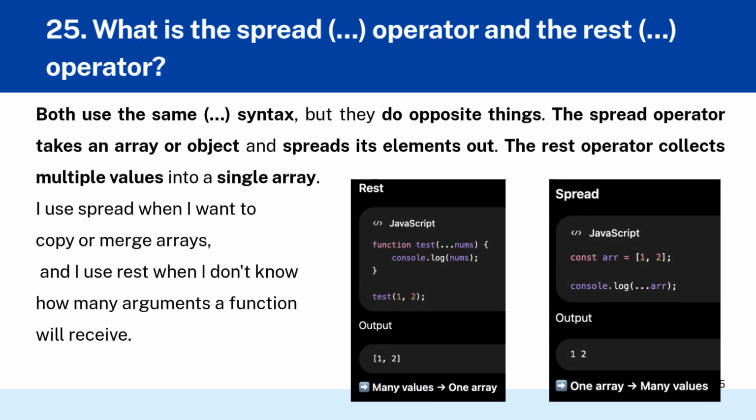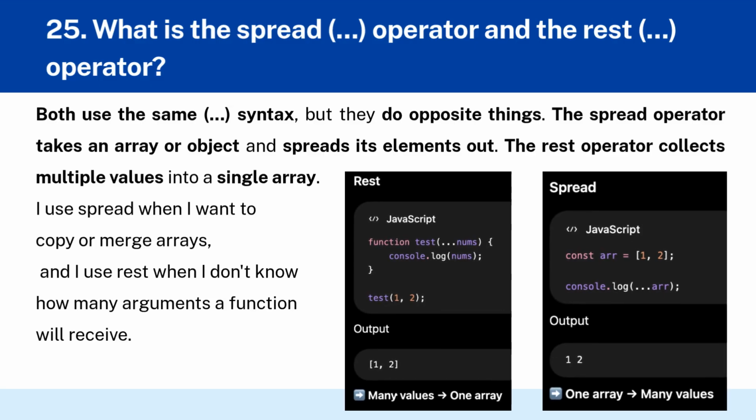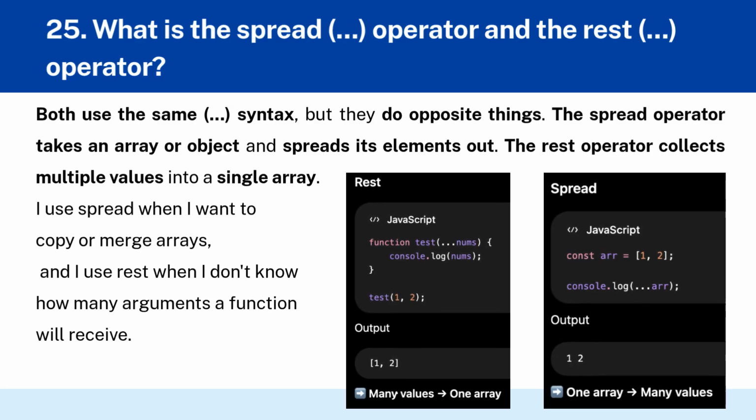What is the spread operator and the rest operator? Both use the same syntax, but they do opposite things. The spread operator takes an array or object and spreads its elements out. The rest operator collects multiple values into a single array. I use spread when I want to copy or merge arrays, and I use rest when I don't know how many arguments a function will receive.